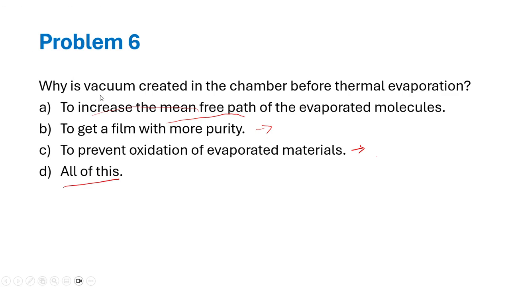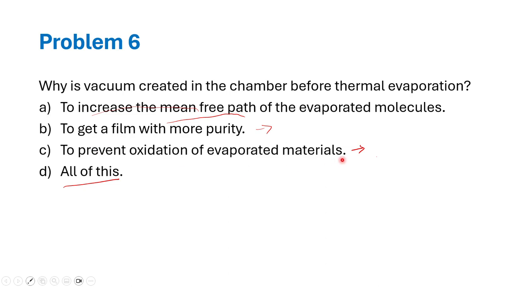Why is vacuum created in the chamber before thermal evaporation? You would have learnt about thermal evaporation, right? A, to increase the mean free path of the evaporated molecules. B, to get a film with more purity. C, to prevent oxidation of evaporated materials. D, all of this.